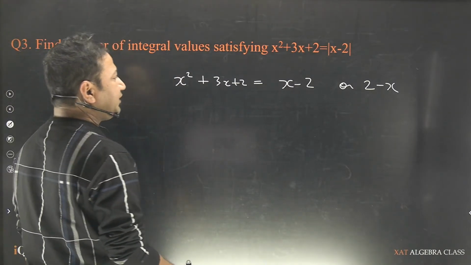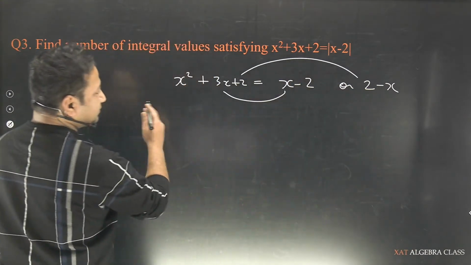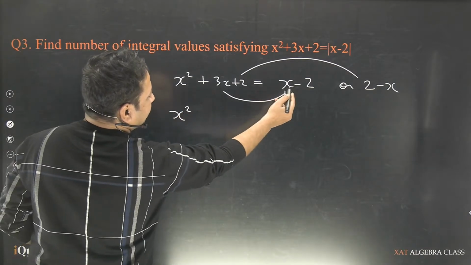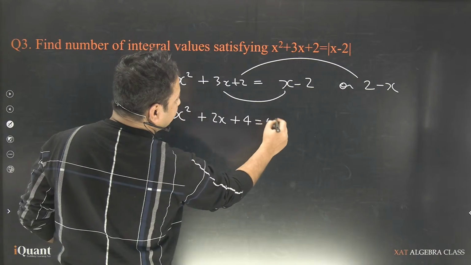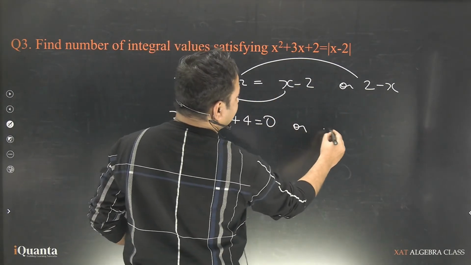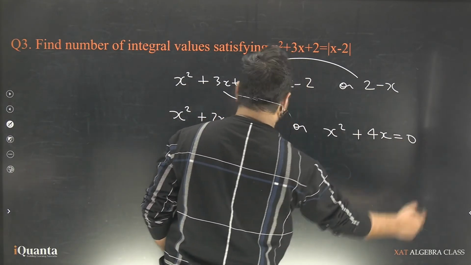All right, so we have 2 equations to solve. One is this one, other is this one. If I solve the first one, it becomes x square, x comes here, becomes plus 2x plus 4 is equal to 0. Or if I solve this one, this becomes x square plus 4x is equal to 0. These 2 equations we have.